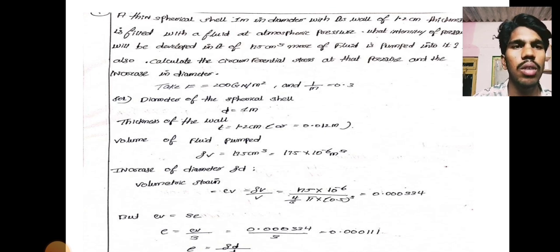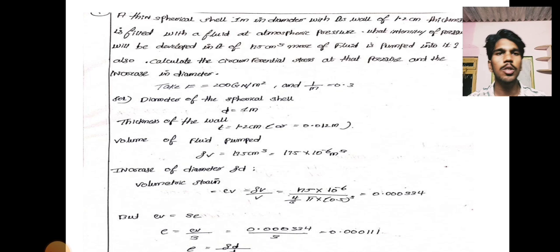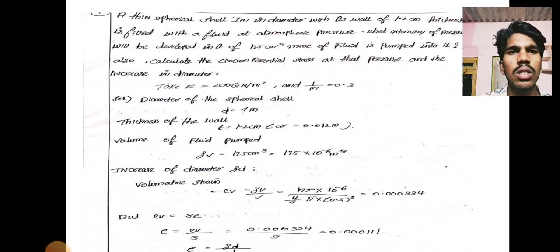So let's go further into the topic. The diameter of the spherical shell is d equals 1 meter and the thickness of the wall is t equals 1.2 centimeters. You can convert into meters, which equals 0.012 meter. The volume of fluid delta V equals 175 centimeter cube. Converting into meters, we can write 175 into 10 to the power of minus 6 meter cubed. And they are asking to calculate the increase of diameter.